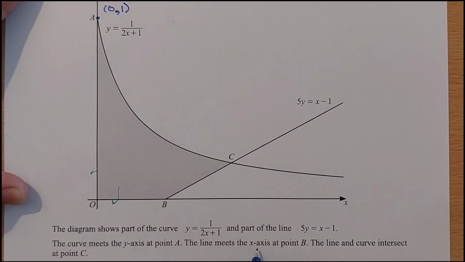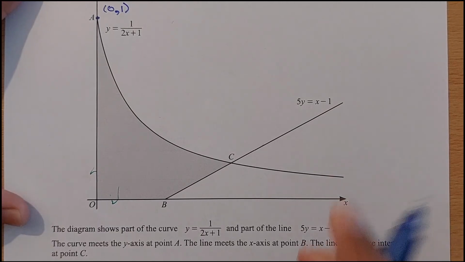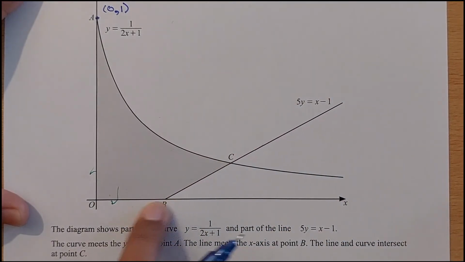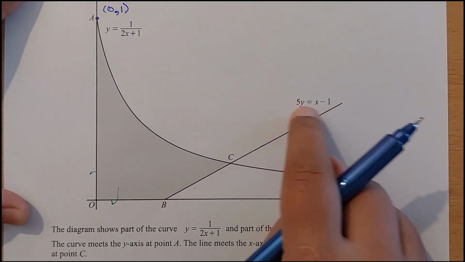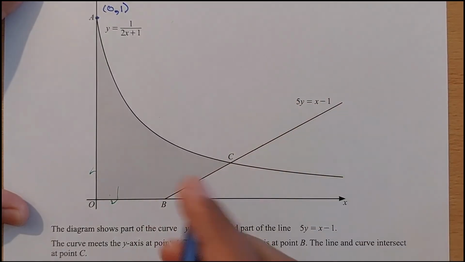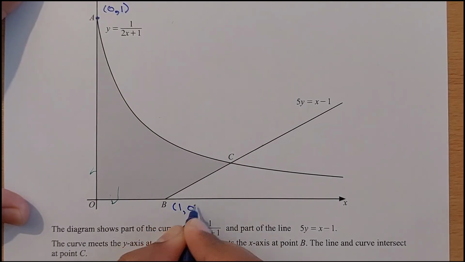The line meets the x-axis at point B. So this is where the line meets the x-axis. It means the y value is equal to 0. So 0 equals x minus 1, so x equals 1. X is 1 and y is 0.